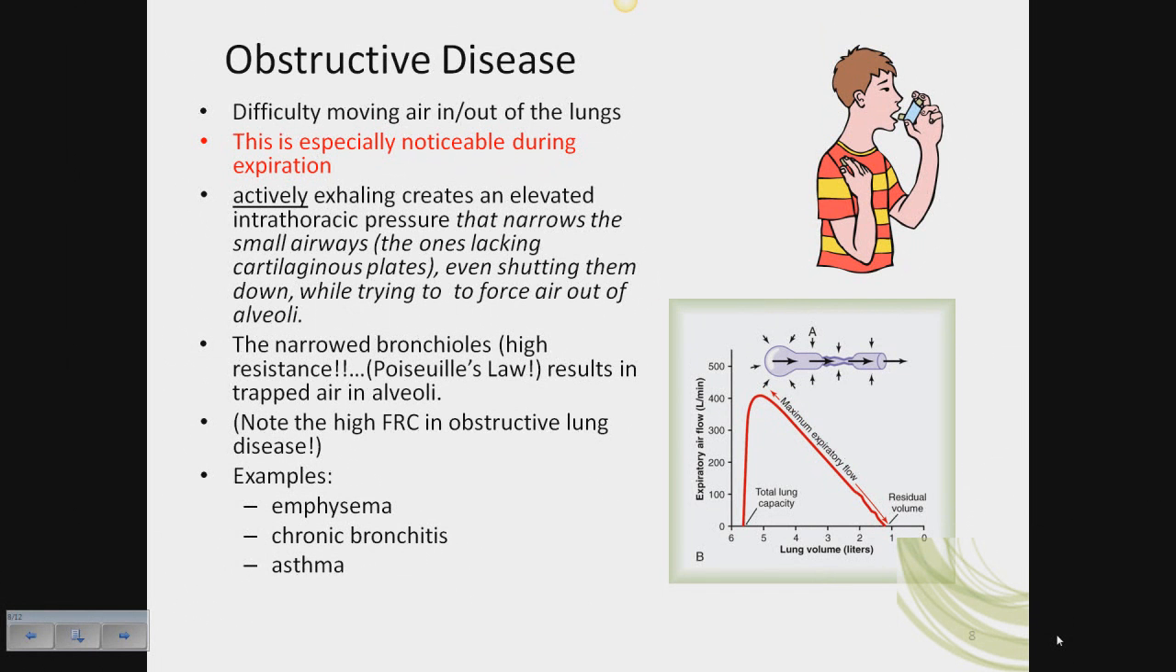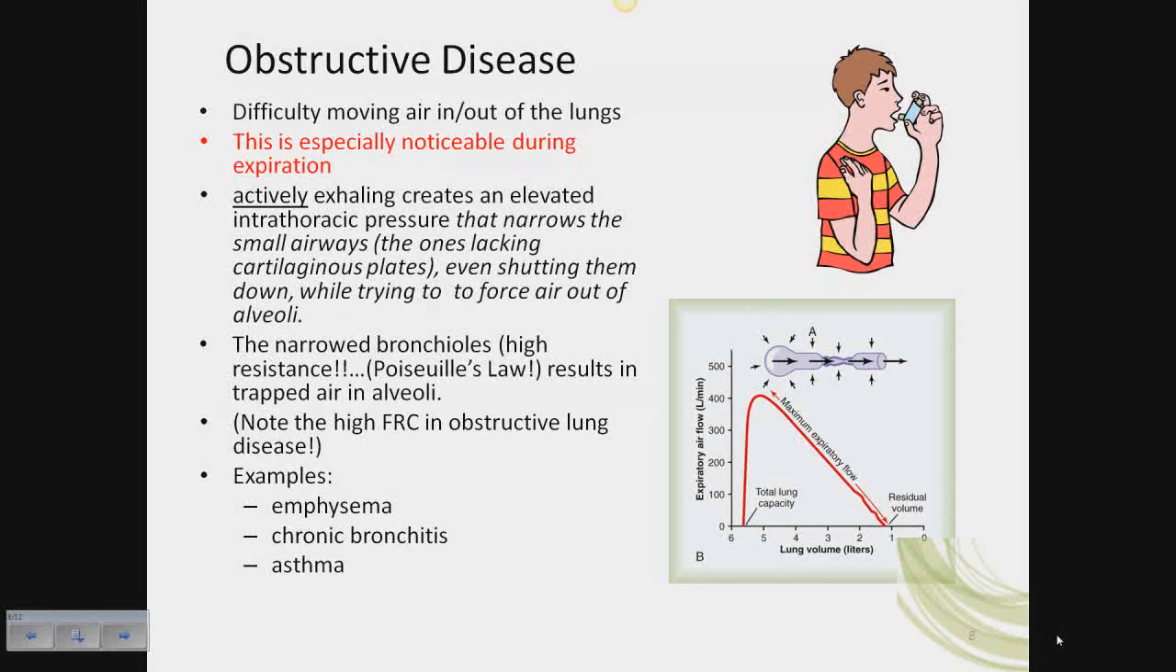And the more that you try and exhale, the more your intrathoracic pressure builds. And this is going to push on the smaller air passageways. And these smaller air passageways don't have cartilaginous plates. So in the effort of trying to exhale out air, you are in fact shutting or collapsing those smaller air passageways, and you're trapping dirty air.